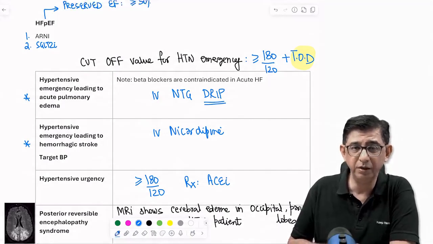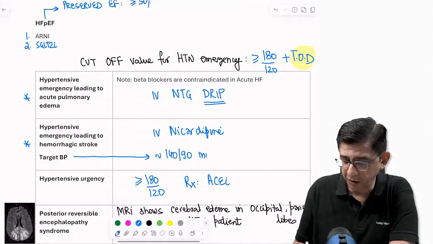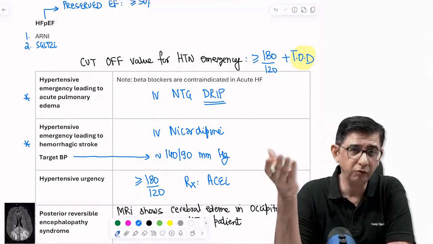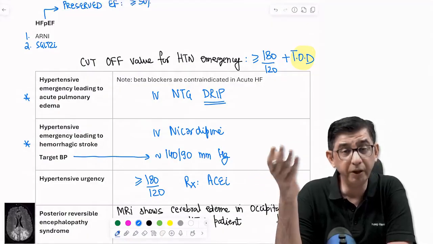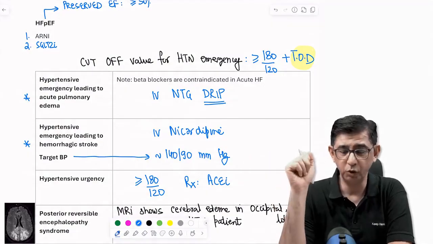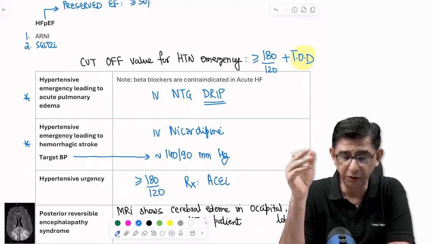And then I'll mention regarding the target BP to be obtained. The target BP in brain hemorrhage is not 120 by 80. He says if you will not lower the BP, then there would be rebleeding. If you don't lower the blood pressure, rebleeding. If you lower the blood pressure to 120 by 80, it will cause a brain infarction. So we deliberately keep a threshold at 140 by 90.